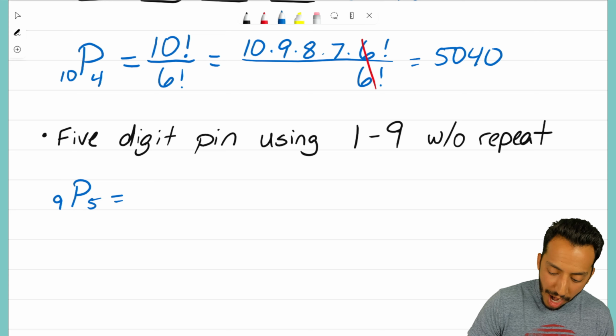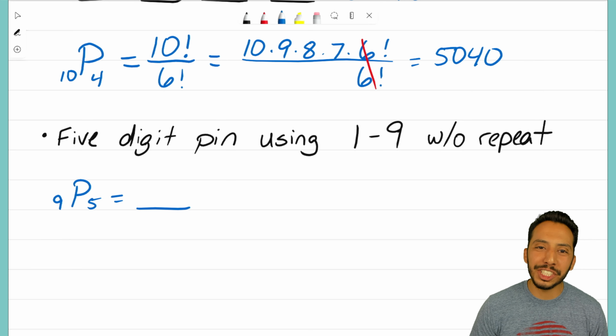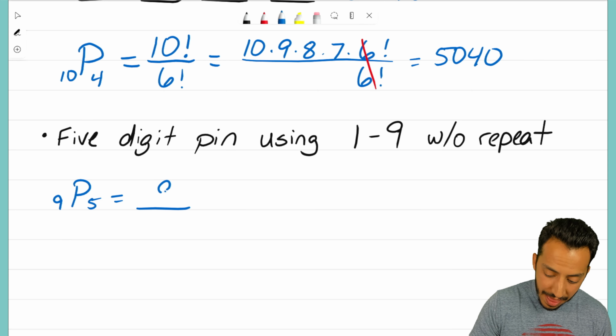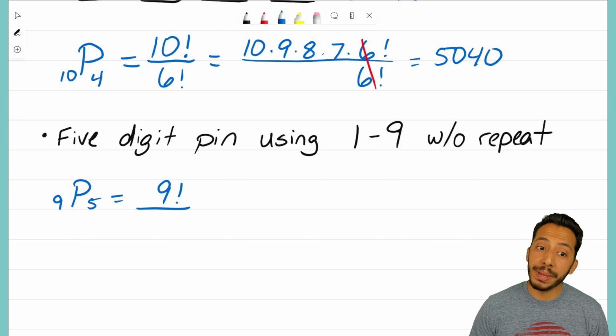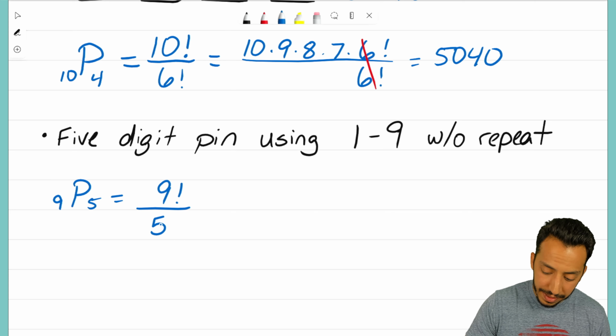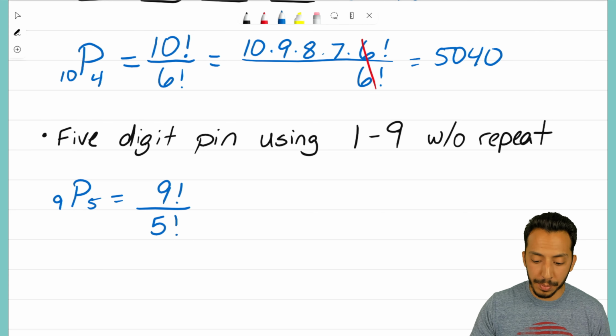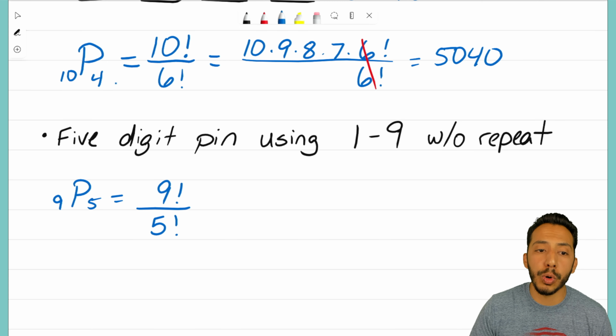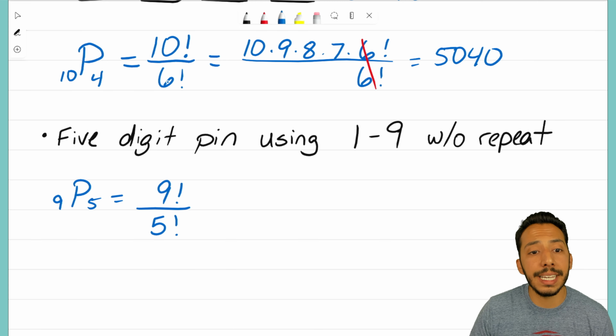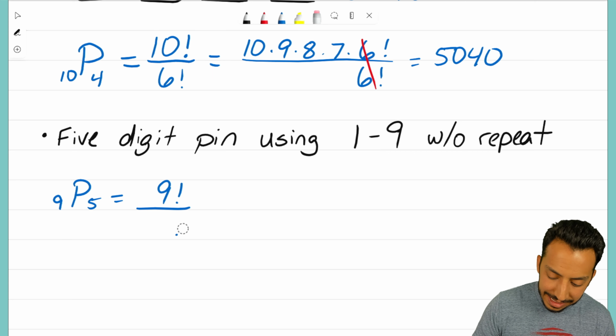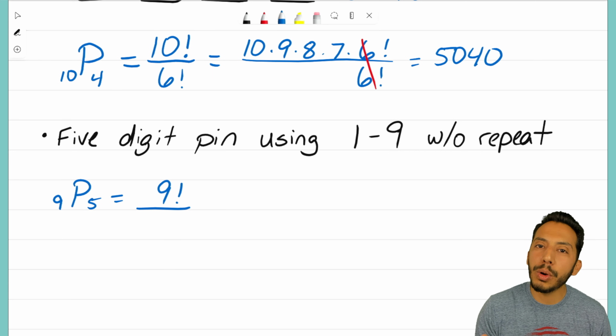Hey, that rhymed. All right, let's create our factorial fraction. Well, the number that goes on top is the 9 factorial because I have 9 numbers to choose from. Be careful here. 5 does not go on the bottom. Look at that previous example up there. We didn't put a 4 factorial underneath there. We put a 6. And how did we get the 6?